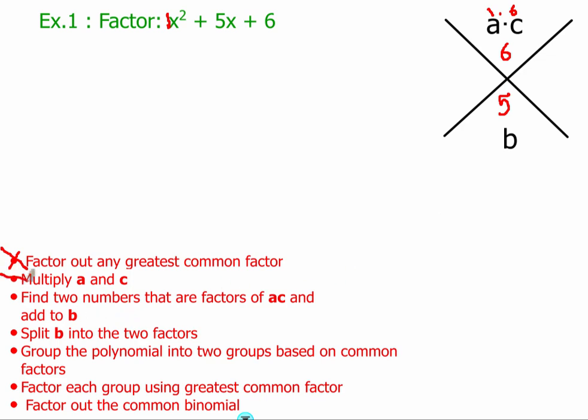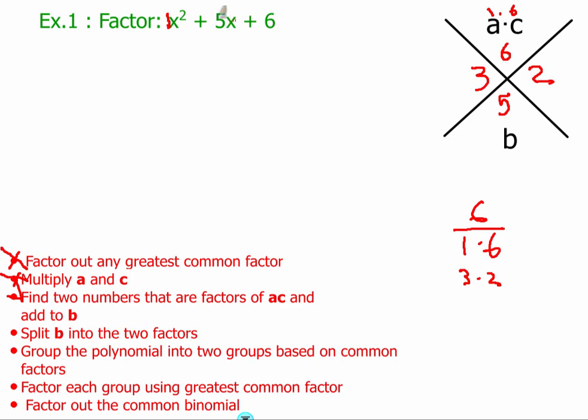So what I'm looking for is two numbers that multiply to get 6 and add to get 5. If I think about numbers that multiply to get 6, well, 6 is 1 times 6, and it's 3 times 2. 1 plus 6, that's 7, that doesn't work. But 3 plus 2, that's 5. So that does work. So my two numbers that I want to find are 3 and 2. Now I'm done with that step.